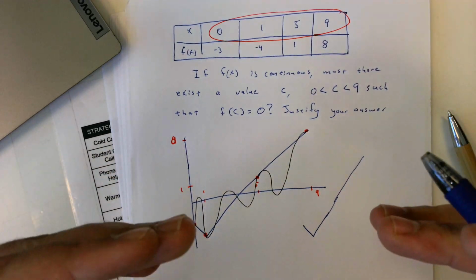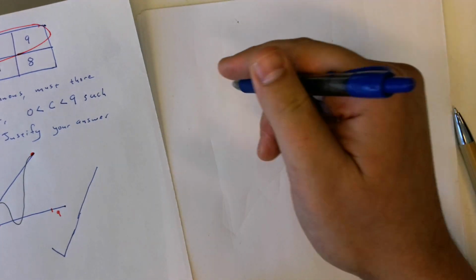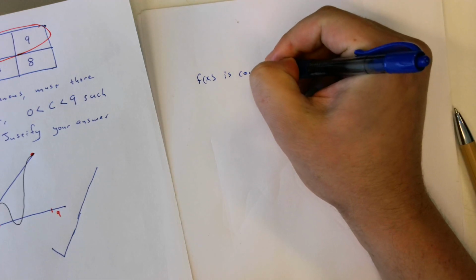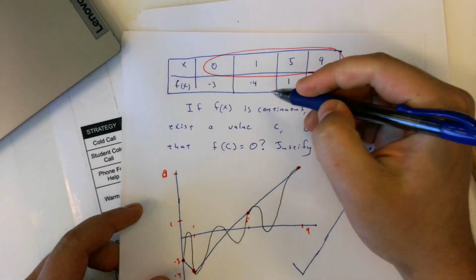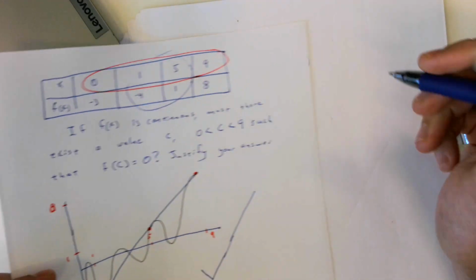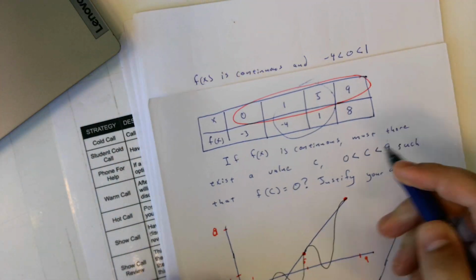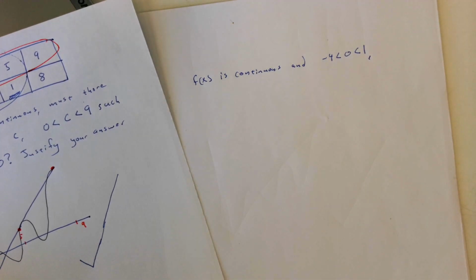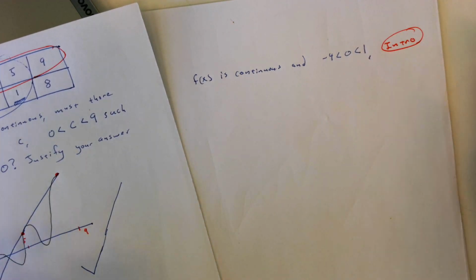And there are 3 real stages to writing our answer here. Step 1 is our background info. Well, f of x is continuous, and I'm going to choose this gap right here. -4 is less than 0 is less than 1. That -4 and that 1 are here and here. So that's what this says. This is my intro, my background information.